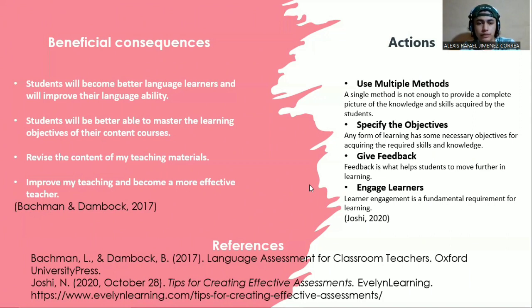Another good consequence is that by improving my teaching, I can become a more effective teacher. How can I do this? By engaging the learners. Learner engagement is a fundamental requirement for learning because the assessment of learning produces more accurate results when the learners actively participate in the classroom. Also, participation inculcates self-confidence in students as they learn to take initiative.